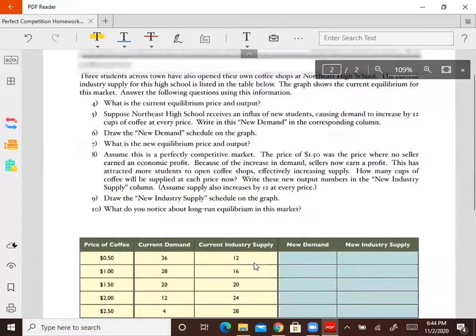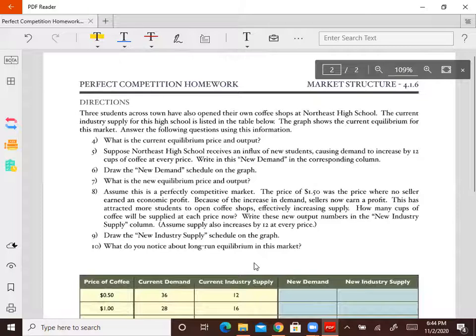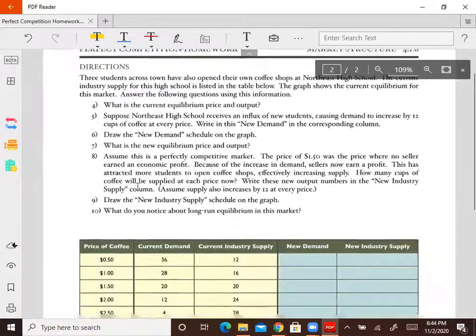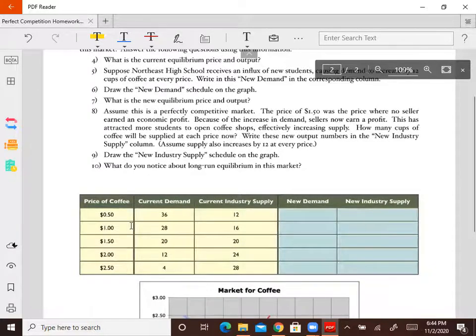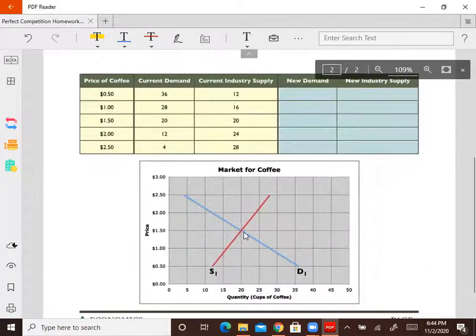And then the back part says 3 students across town have also opened their own coffee shops at Northeast High School. The current industry supply for this high school is listed in the table below. The graph shows the current equilibrium for this market. Answer the following questions using this information. So what's the current equilibrium price and output? So where are they equal? You're going to look on this chart right here and determine which numbers are equal. You can also look down here at your graph. Remember, your equilibrium is where the demand and the supply meet.